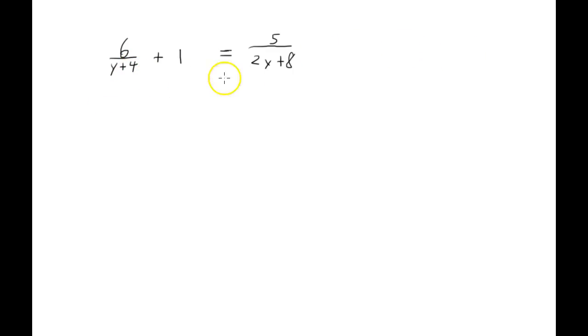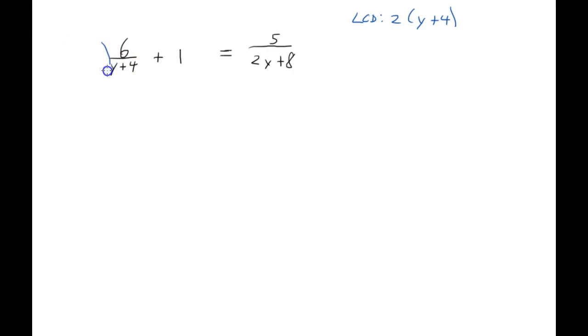So we have y plus 4 and 2y plus 8. We could factor that 2y plus 8 as 2 times y plus 4. And over here we have y plus 4. So our lowest common denominator is just 2 times y plus 4. So we're going to multiply through by that entire LCD. We're not trying to get a lowest common denominator; we're finding that so that we can just multiply through by that.